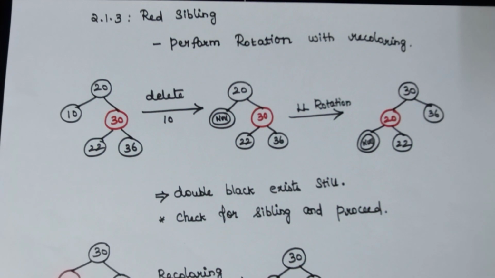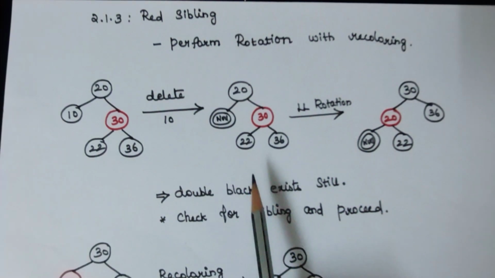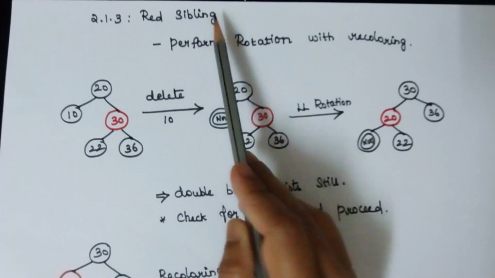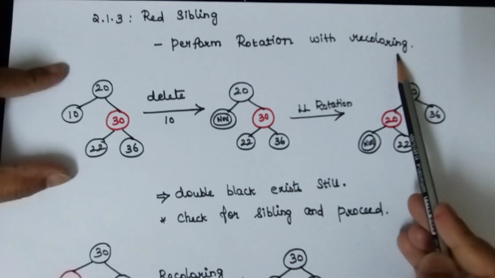So till now we discussed two cases for black deletion, and those two cases are for a black sibling. If the node you deleted has a black color sibling, then based on the child color you perform either rotation or recoloring. Now what if the node you deleted has a red sibling? That is the third case. If it is a red sibling, then we need to perform rotation with recoloring. Here is an example you can see.